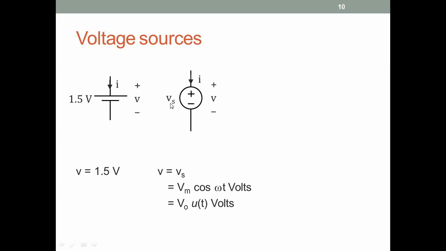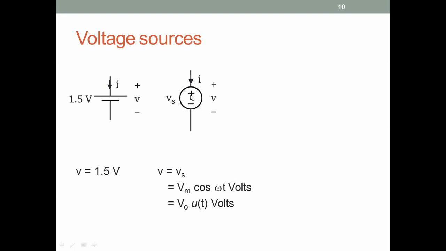So Vs is the name I have given. It could be a sinusoidal source. It could be what is called a unit step, which we'll see later. It can be triangle, whatever. So this is a generic symbol for a voltage source. The question we are asking is, if I want to plot the current versus voltage relationship for a voltage source, what would it look like? In other words, how does the current on the y-axis vary as a function of V on the x-axis?